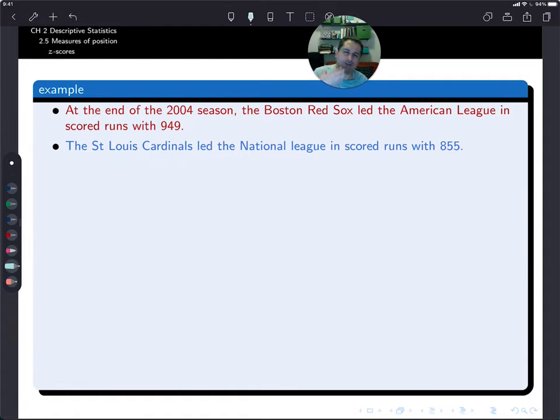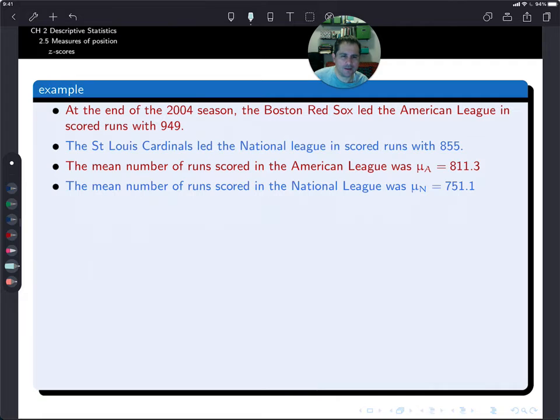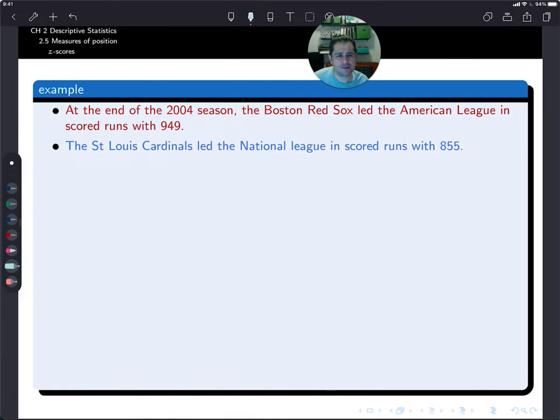So that's a little bit of context to tell you what's happening here. There are these two leagues, and in the season, the Boston Red Sox led the American League in runs scored with 949, but the Cardinals led the National League with 855. Now, this difference in runs scored is kind of expected because of what I said. The American League has an extra offensive player, if you want to say it that way, because they have a hitter that is in the game, in the team, just for hitting, right?